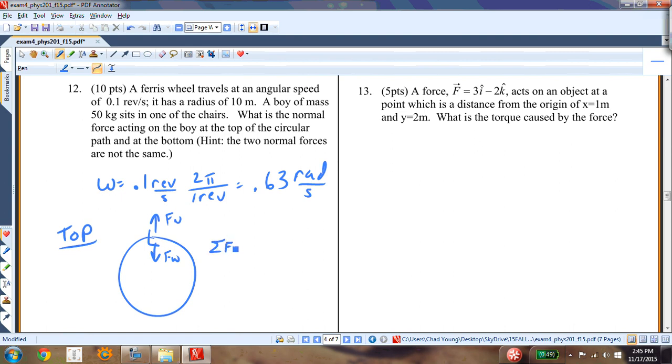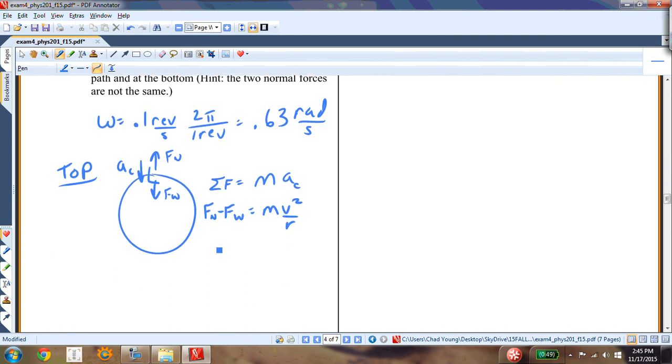I do the sum of the forces equals ma. In this case, my acceleration is towards the center of the circle. That's my centripetal acceleration, I'll put a little c subscript there. Sum of the forces is Fn minus Fw equals m v squared over r. I'm going to write this in terms of omega instead of v, and solve for Fn. So it's going to be Fw plus m omega squared r. What I did there is I substituted in v equals omega r for v. Since I know omega, you could also just calculate what v is, but this is fine.